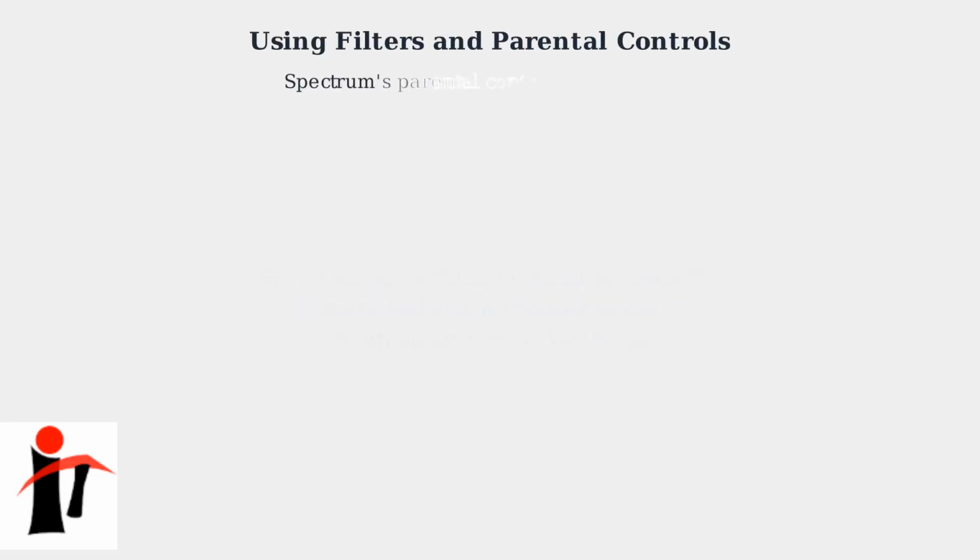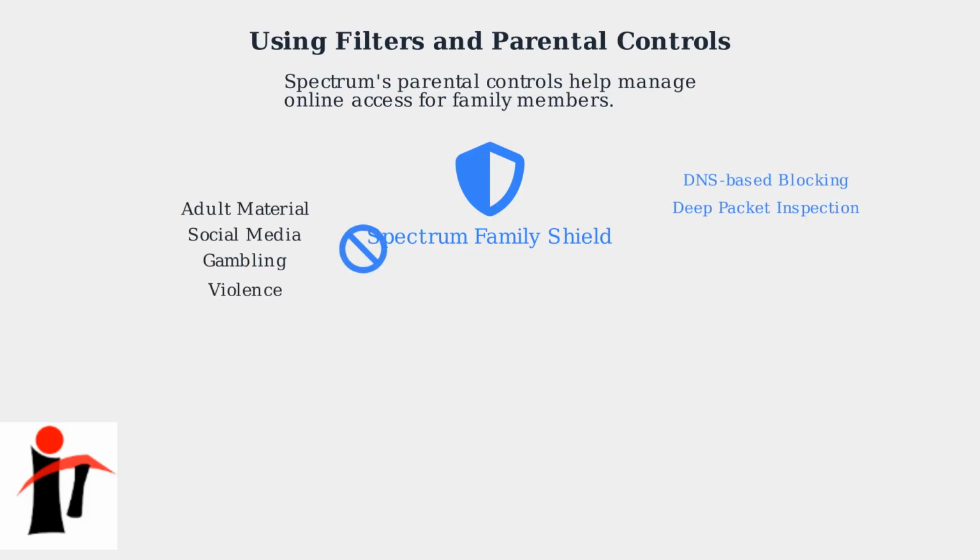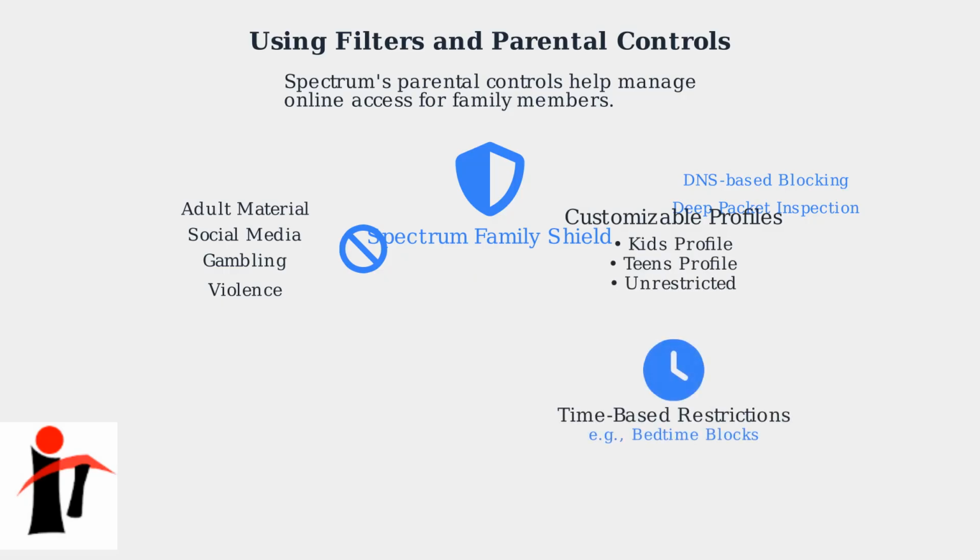Spectrum offers parental control features, now enhanced with Spectrum Family Shield, which allow you to filter website access for different users on your network. This lets you block categories of content like adult material or social media. These filters operate through DNS-based blocking or deep packet inspection. You can set up customizable profiles for family members, like kids or teens, and even set time-based restrictions.